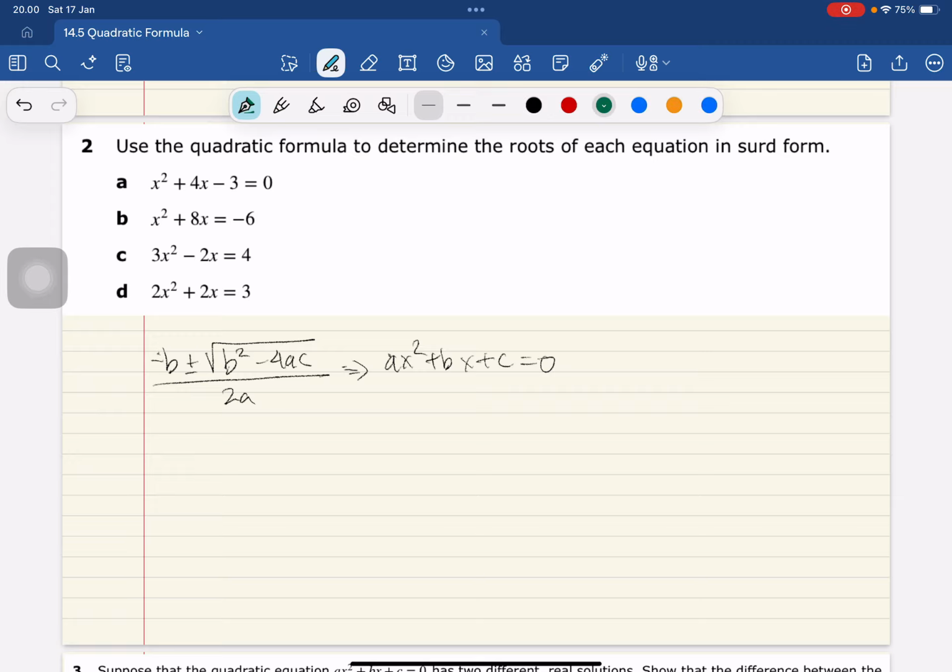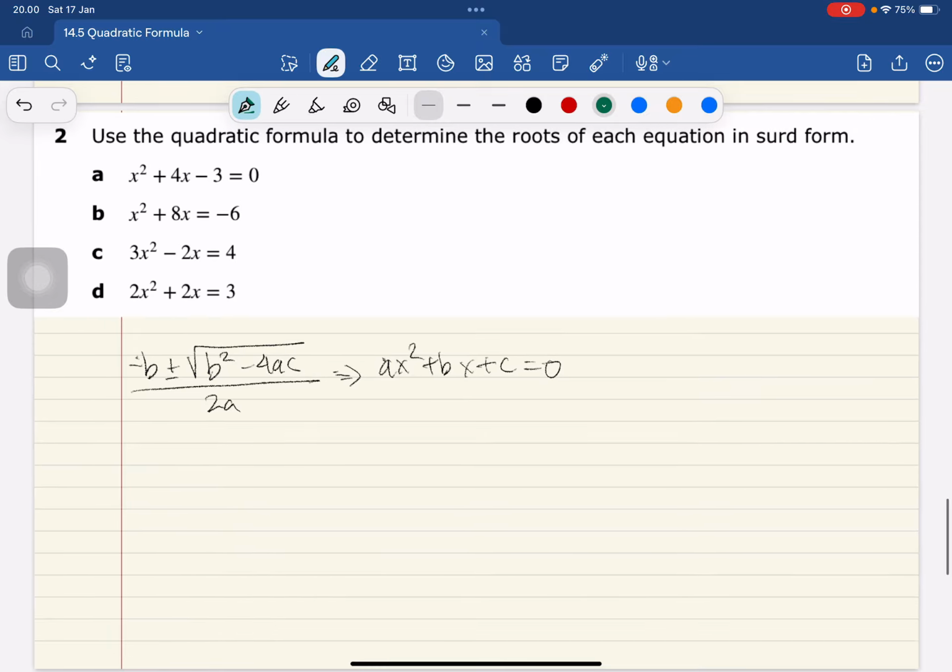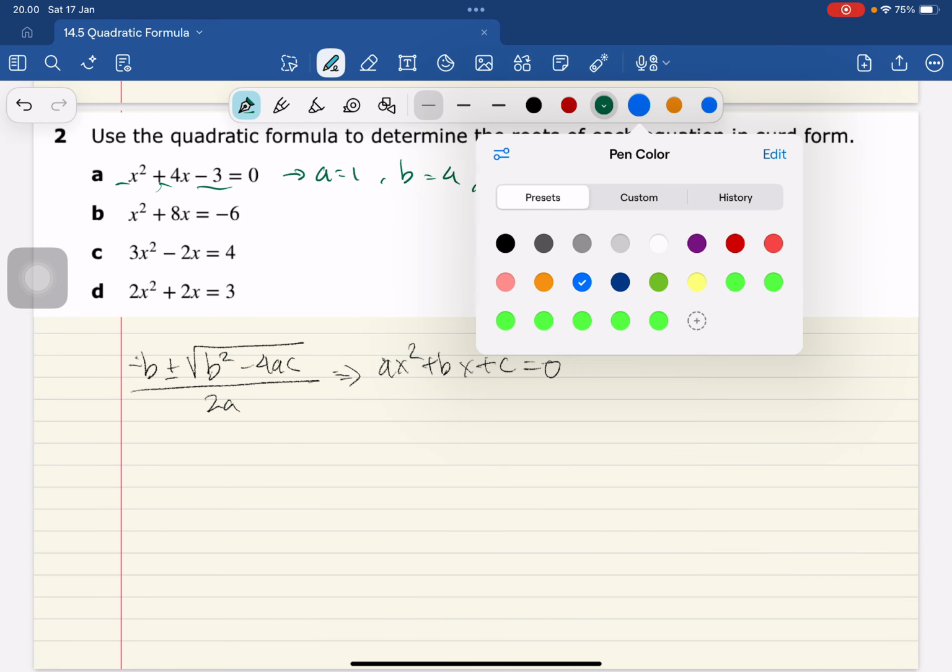Okay, a, we got it. a is going to be 1, the coefficient of x squared. b is going to be 4, and c is equal to minus 3. So let's proceed into the formula.